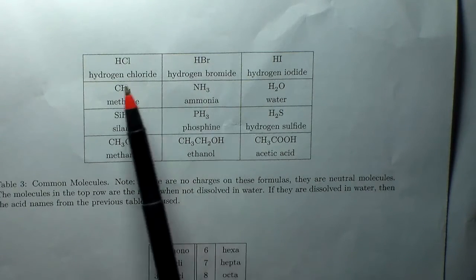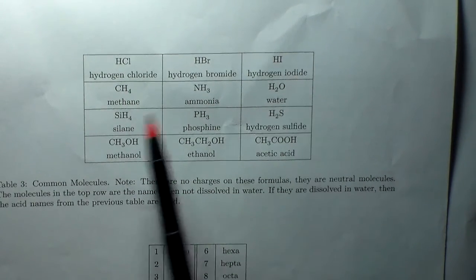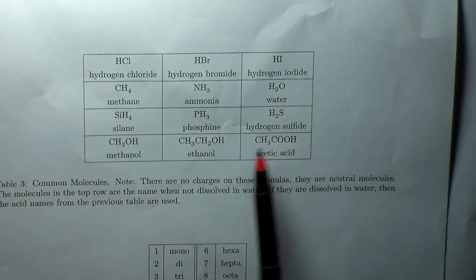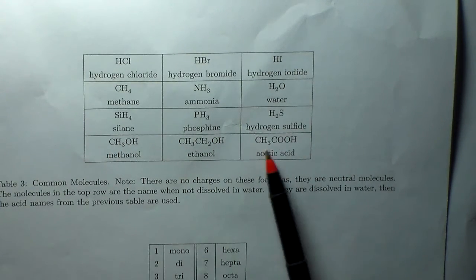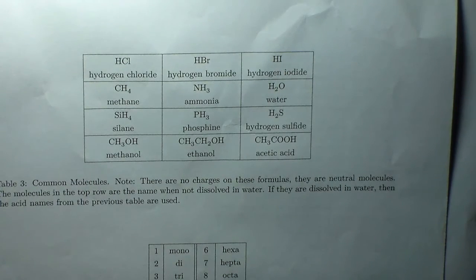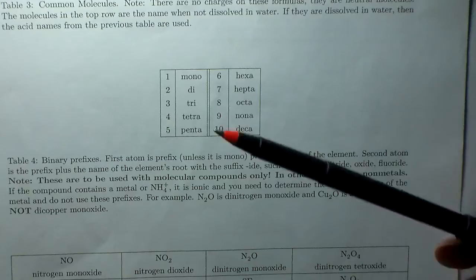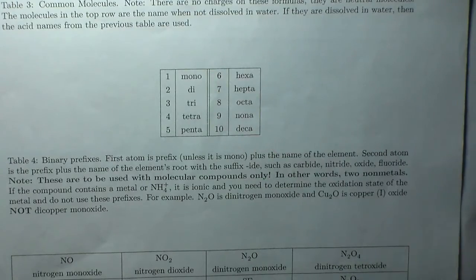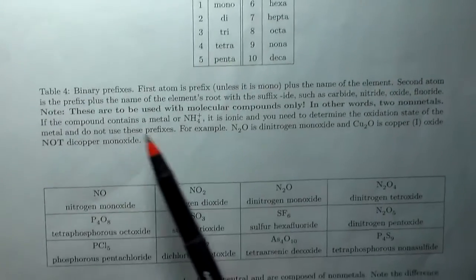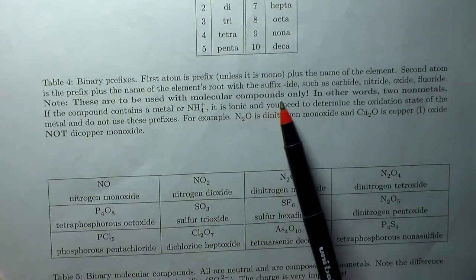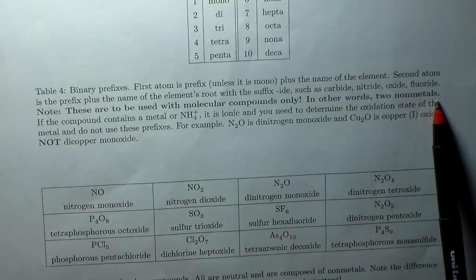Here's hydrogen chloride, hydrogen bromide, hydrogen iodide, methane, ammonia, water, of course, silane, phosphine, hydrogen sulfide, methanol, ethanol, acetic acid. So these have common names, not exactly conforming to the usual rules we were talking about for the binary molecular compounds. And here we have summarized the prefixes for the binary molecular compounds. And I just want to point out right here that I have in bold, these are to be used with molecular compounds only. In other words, 2 nonmetals.